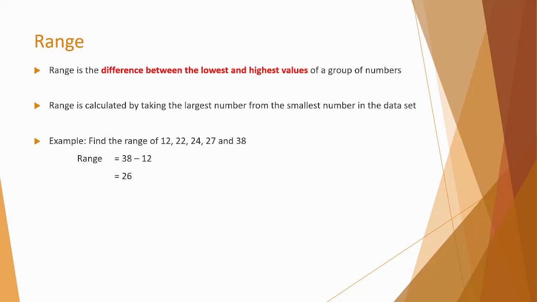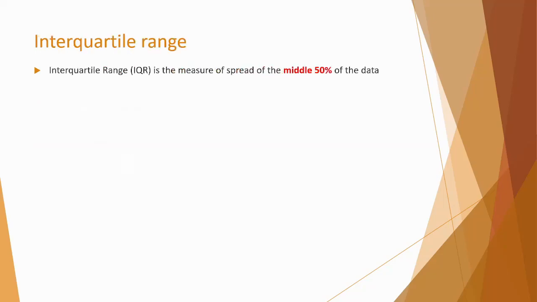The other way that we look at range is the interquartile range. The interquartile range is the measure of spread of the middle 50% of the data. So this is looking from 25% up to 75% and seeing how spread out those two parts are.